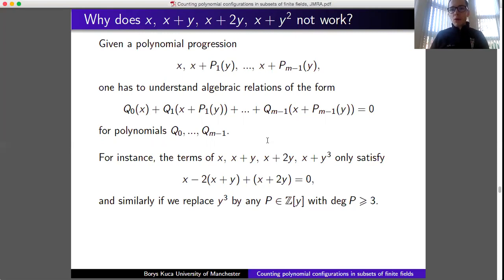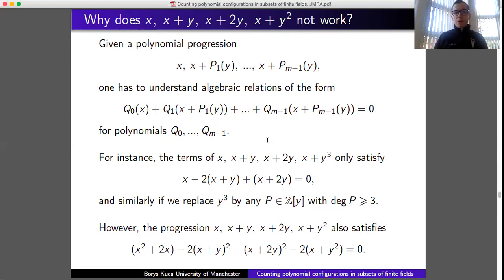Similarly, this will hold if we replace y cubed by any cubic or higher degree polynomial. However, this is no longer the case if we replace y cubed by y squared or any other quadratic polynomial. For y squared, we get this additional relation, which now involves not just the first three terms of the progression, but it also involves the last term of the progression. So in this case, x plus y squared is no longer algebraically independent from the first three terms.